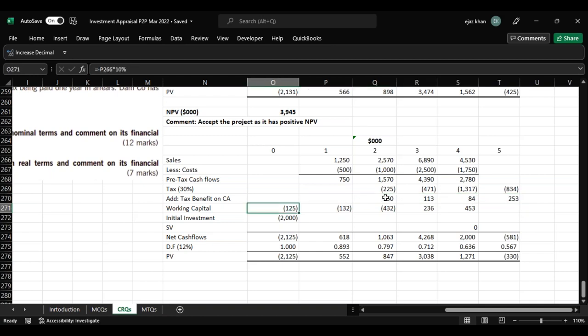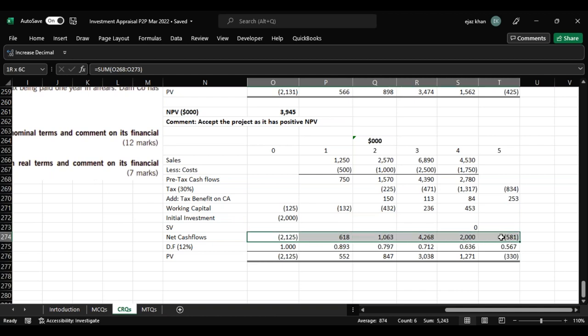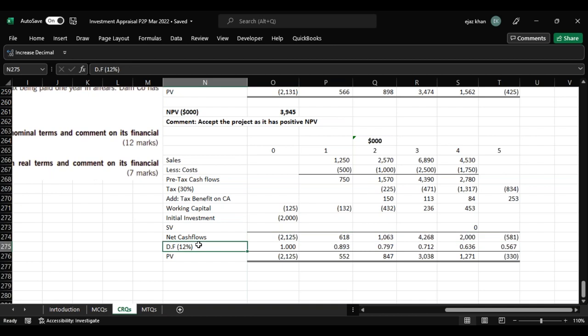Okay, what about the working capital? Yeah, no need to change the working capital as well. Initial investment will remain the same, there is no scrap value. Okay, all the cash flows will now be the same. So only the cost of capital needs to be changed now.